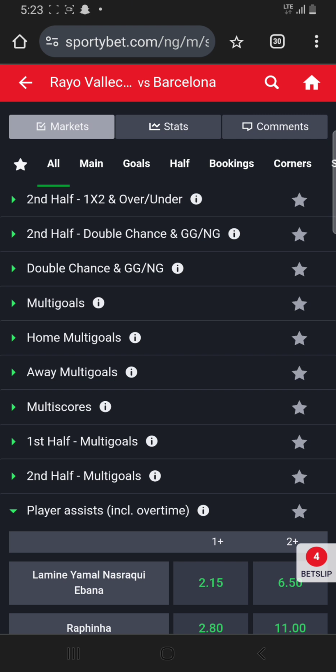The basic difference between multi-score and multi-goals is that multi-goals involves the total number of goals that would be scored in a regular 90-minute gameplay of every match from both teams, while multi-score is a multi-selection of a correct score or the outcome of a gameplay in a regular 90-minute match. That is the difference between a multi-score and a multi-goals.